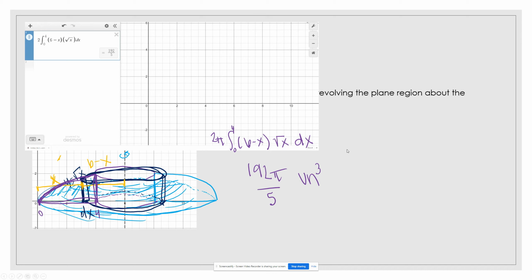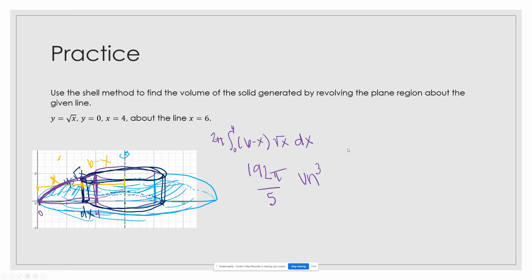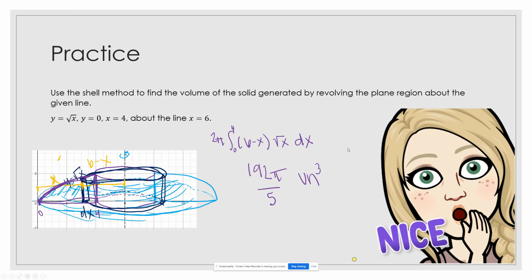Okay, so that was pretty nice. Not too hard. The more practice you get at figuring out what is my radius, what is my height, the easier this gets. I personally like the shell method because for me, you don't have to set up what is the inner radius, what is the outer radius when you're doing the washer. So whenever I have one of these hollowed out regions, I personally like to use this shell method.